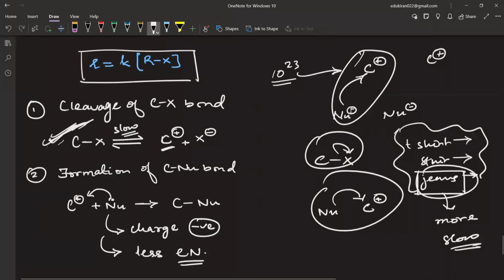Okay. Anything else here? No? Fine. The stereochemistry, I will be dealing with very later in the chapter, at the end. If you have doubts in the stereochemistry of this SN1, SN2, okay.